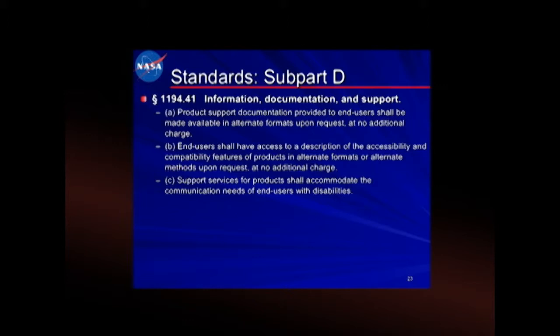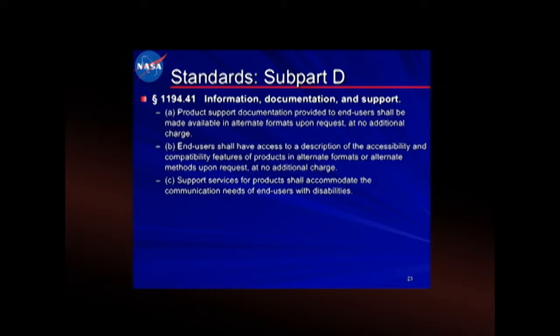Subpart D, 1194.41, information, documentation, and support. Product support documentation provided to end users shall be made available in alternate formats upon request at no additional charge. End users shall have access to a description of the accessibility and compatibility features of products in alternate formats or alternate methods upon request at no additional charge. This is basically saying that you have to provide accessible user guides. That's in essence what it's saying.